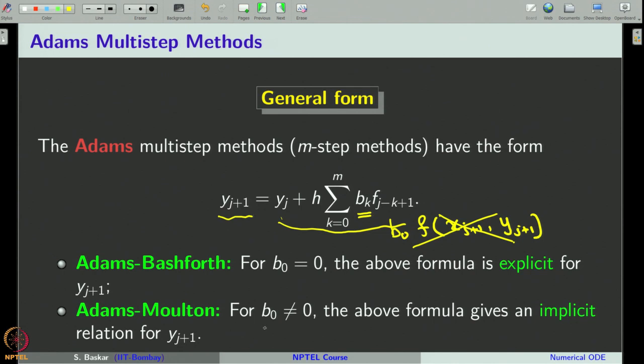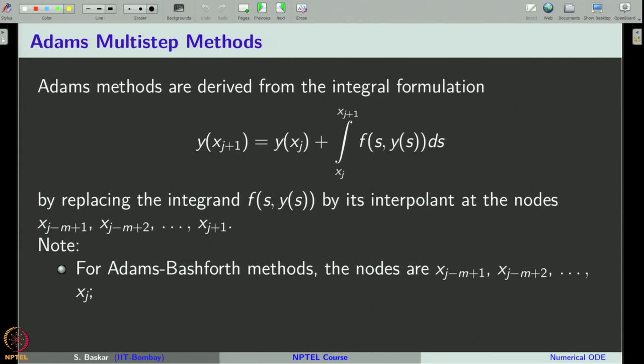Whereas, if b naught is not equal to 0, then the right hand side involves the function value evaluated at y j plus 1. In that way, we have an implicit relation just like what we got in the trapezoidal rule, right? And therefore, these methods are implicit methods and they are also called Adams-Moulton method. Let us see how to derive these Adams methods.